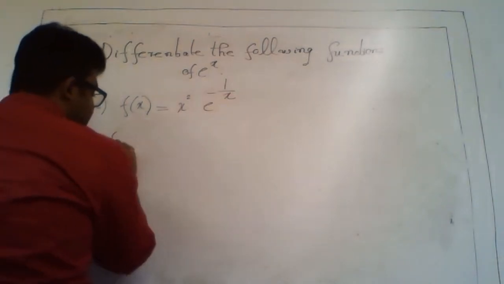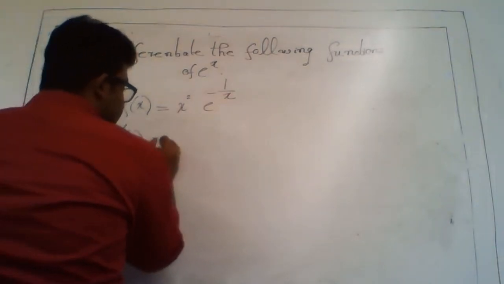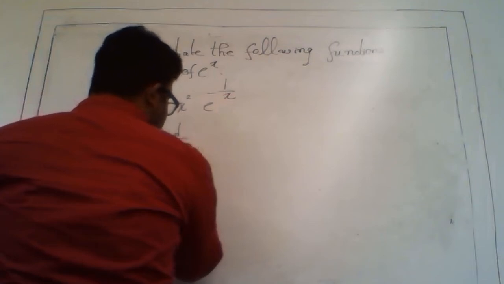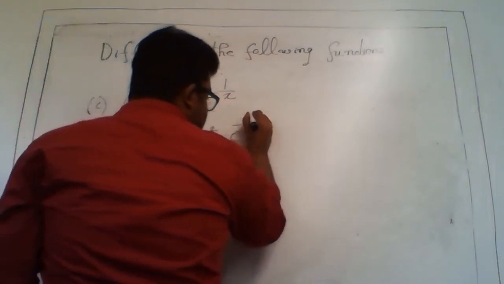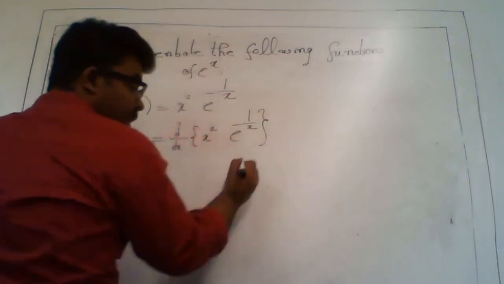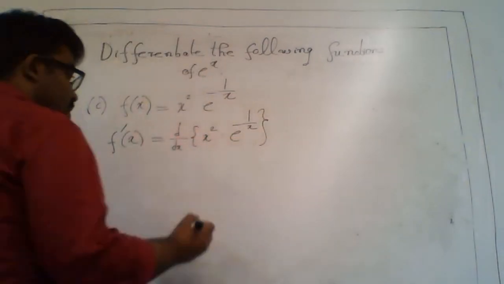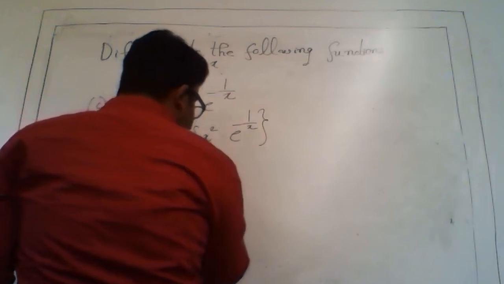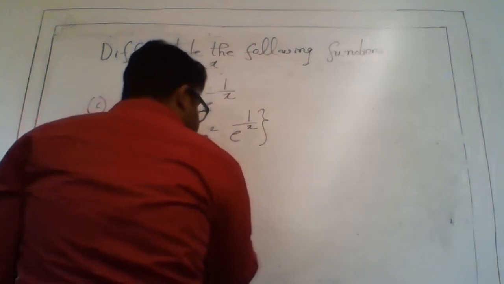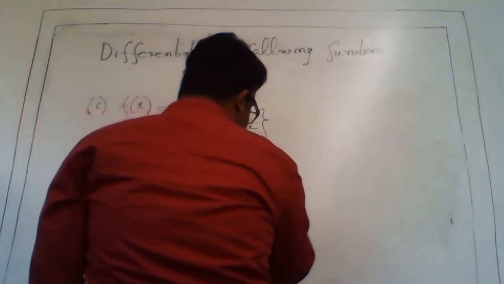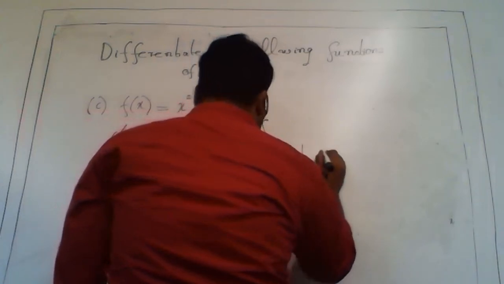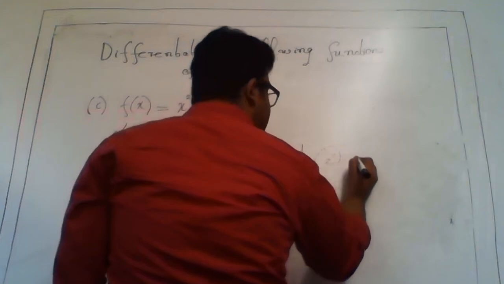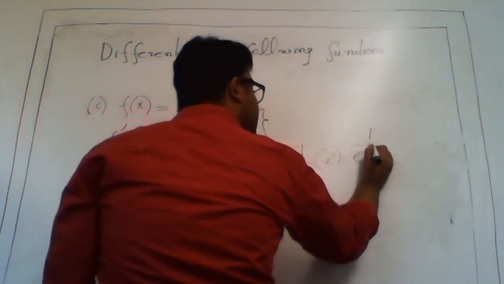So f prime x will be d/dx of x square times e to the power minus 1 over x, right? Since you have two functions, first function times derivative of the second, plus derivative of first times second, right?